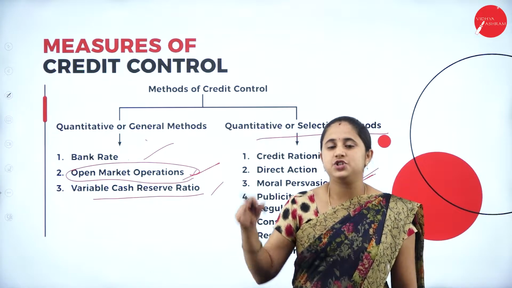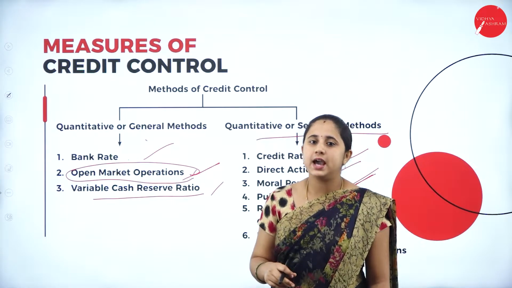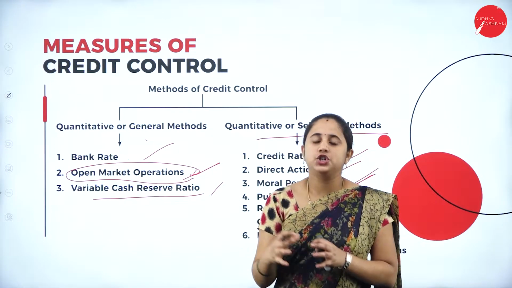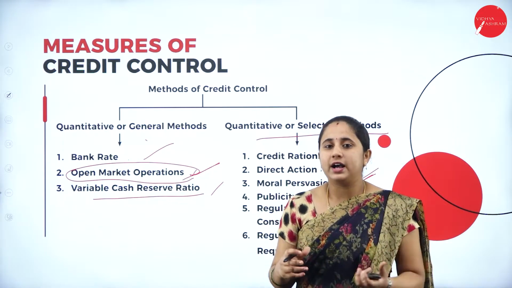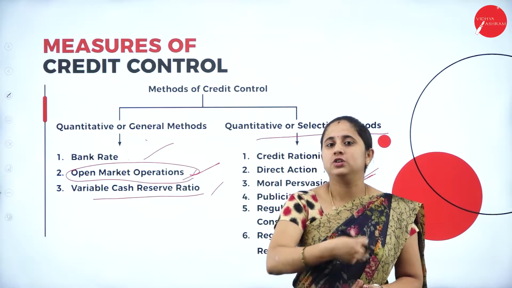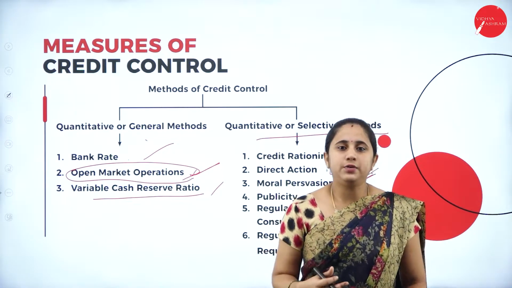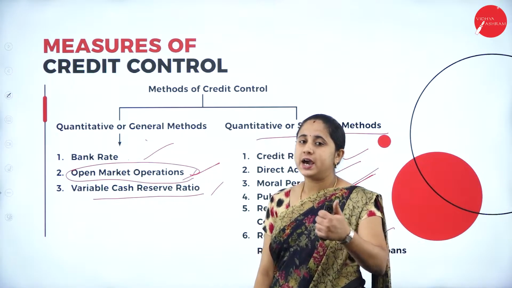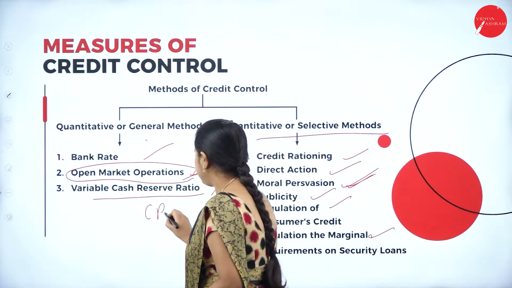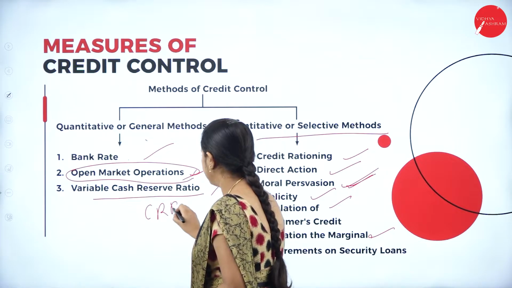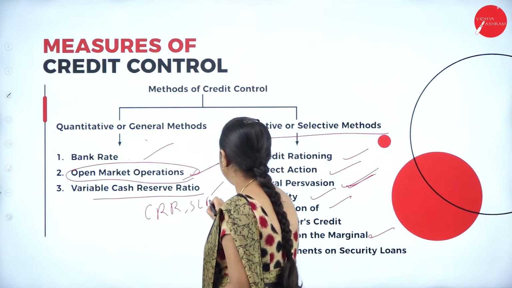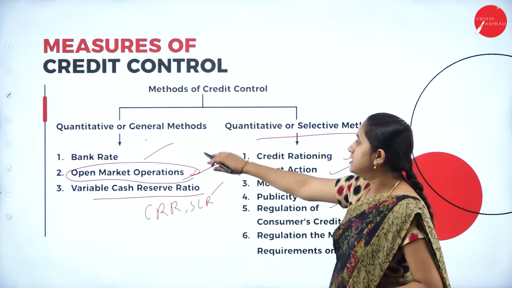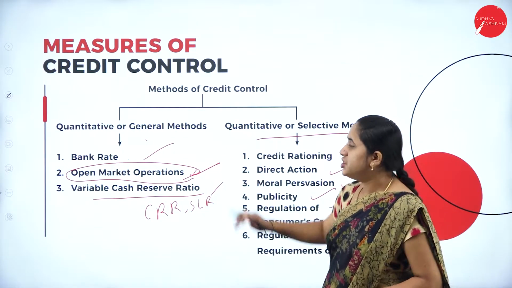In case of deflation, they decrease the CRR and SLR ratio, relaxing the restriction or condition, so that commercial banks have more money to circulate and to lend to their customers. So through this variable cash reserve ratio, CRR and SLR, they control the credit system in the Indian economy. So these are all the quantitative or general methods.